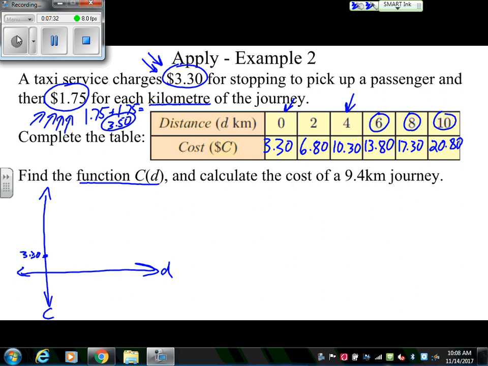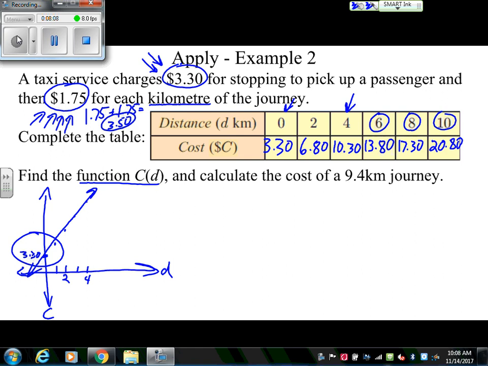And then what's happening for every value, every kilometer, I'm moving up at a rate of $1.75. So I'd be jumping up 1.75 and then another 1.75 and another 1.75 and so on and so forth. And so we end up with this nice linear graph like that. And again, we can see that our y-intercept, when our input of D is 0, we end up with $3.30 because that's our initial cost, our flat cost, something along those lines. So I'm going to attempt to write my function now.